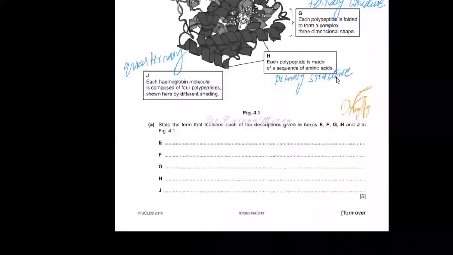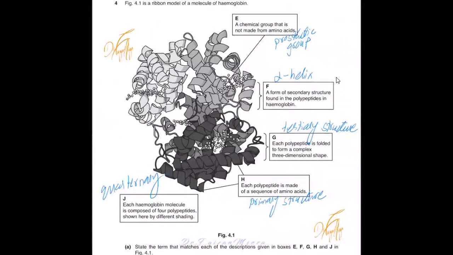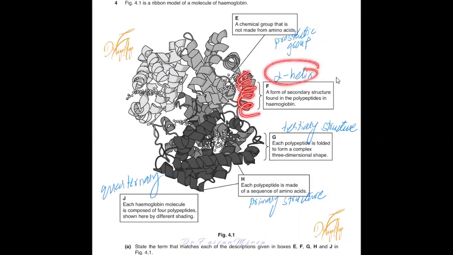Here, this question is from May/June 2018, Variant 21. They have shown to you the ribbon model of the hemoglobin molecule. They're asking you to label what each of these represents. So E is a chemical group that is not made of amino acids, that must be a prosthetic group. For F, they are saying a form of secondary structure found in the hemoglobin polypeptide. So this F, you can see this is coiled, so this must be an alpha helix.